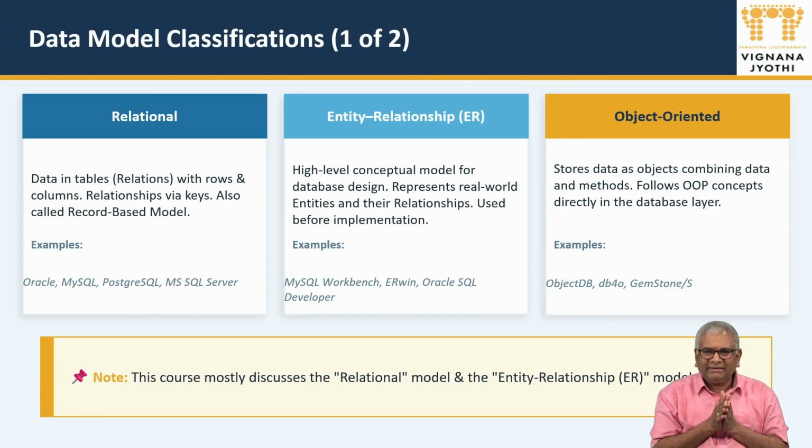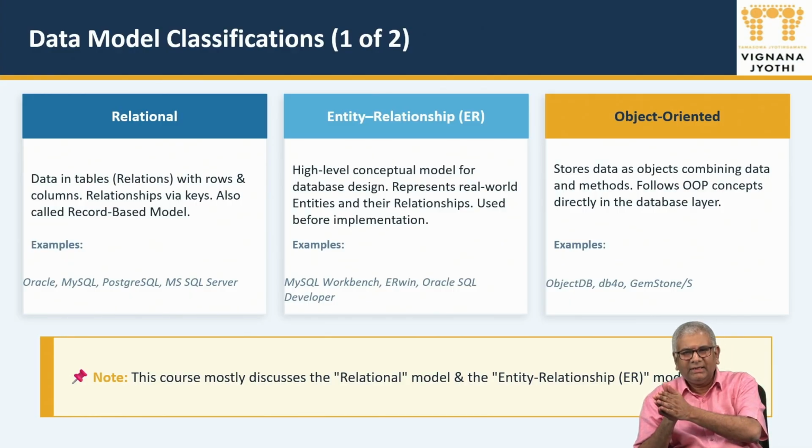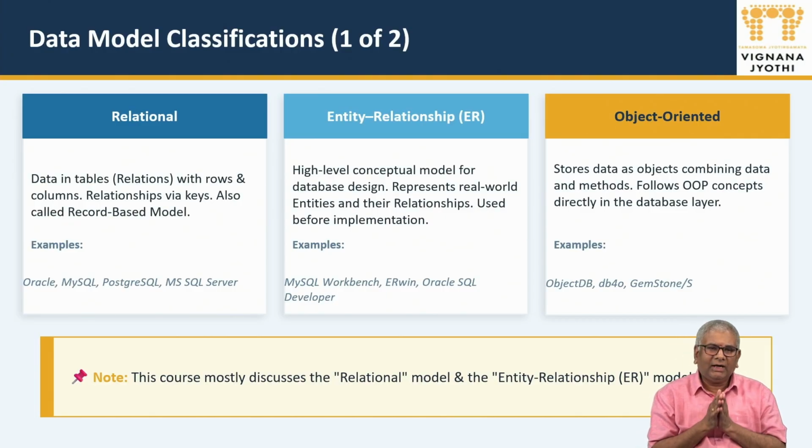This is the most popular model until the early 2000s, and even now it is popular. It's not like we are completely away from it. Relational models are still there. Many organizations use them, and we can't make them obsolete because this is an essential thing. Relational models store data in tables with rows and columns, and they identify relationships using keys. They are also called record-based models.